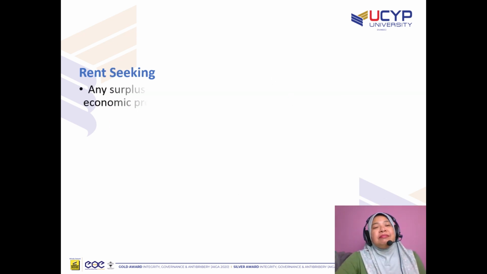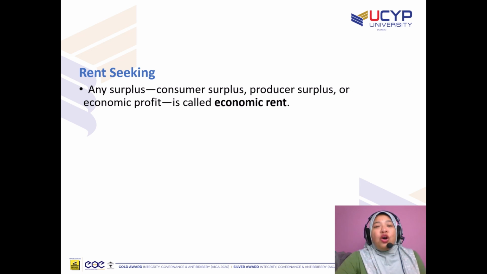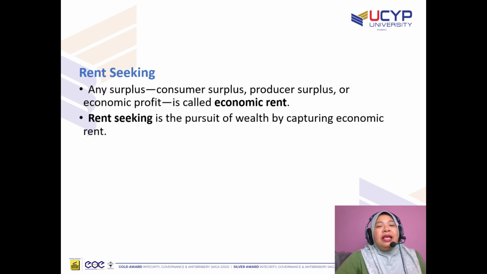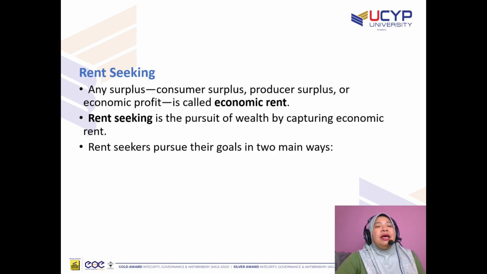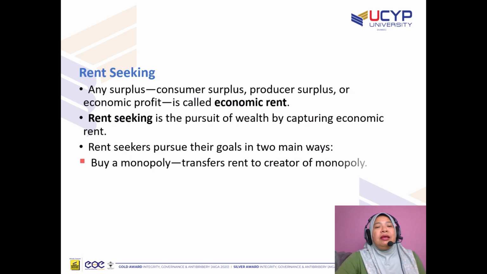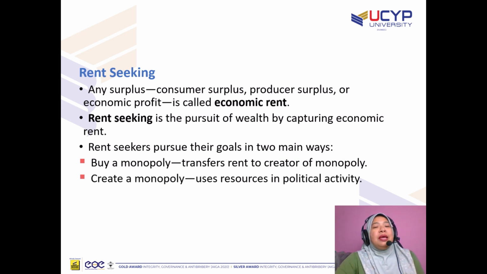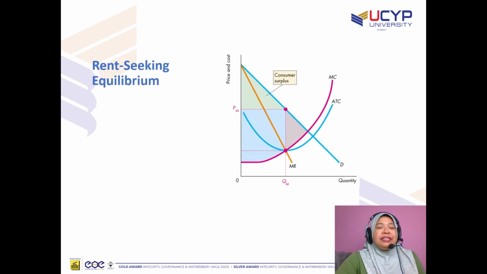Rent seeking. Any surplus, consumer surplus, producer surplus, or economic profit is called economic rent. Rent seeking is the pursuit of wealth by capturing economic rent. Rent seekers pursue their goals in two main ways. First, buy a monopoly. Transfer rent to create a monopoly. Second, create a monopoly. Uses resources in political activity.